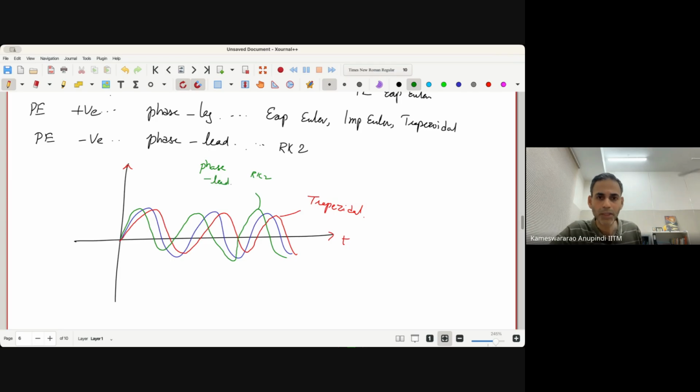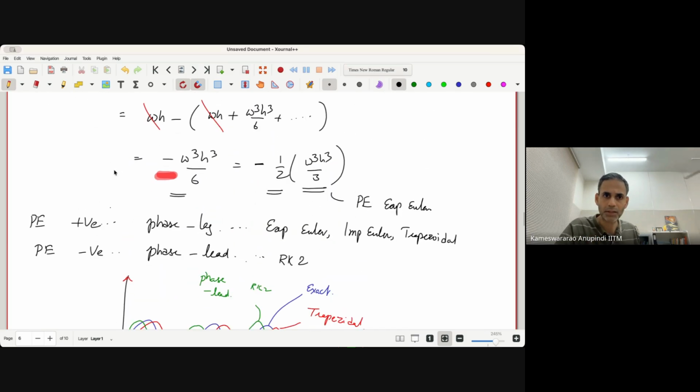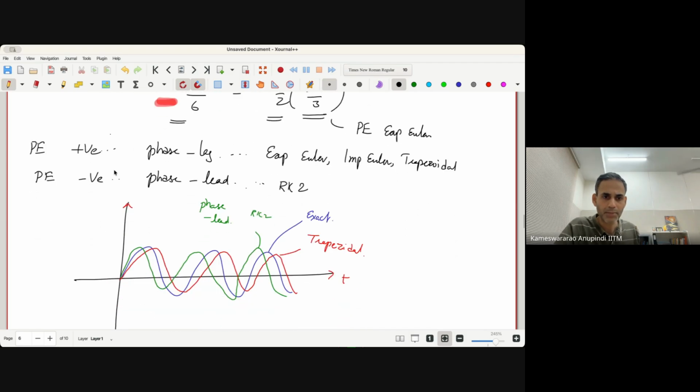Okay, but then why are we calling it phase lead? The blue one is the exact solution, right? The blue one is the exact solution. And we call the trapezoidal phase lagged, and RK2 phase lead. Are we wrong in saying that, or what is the idea here? Can someone explain what this means, or is this correct or incorrect? This is some amplitude. Let us say this is Y.